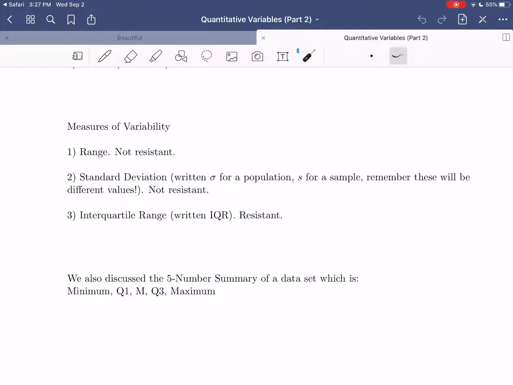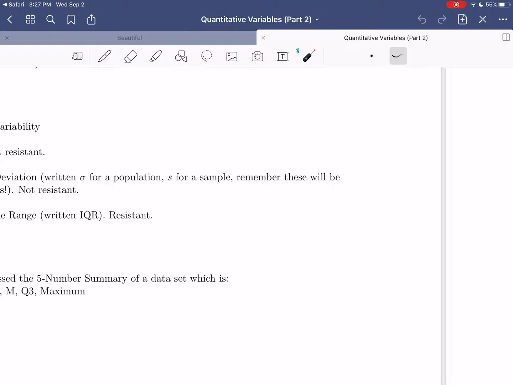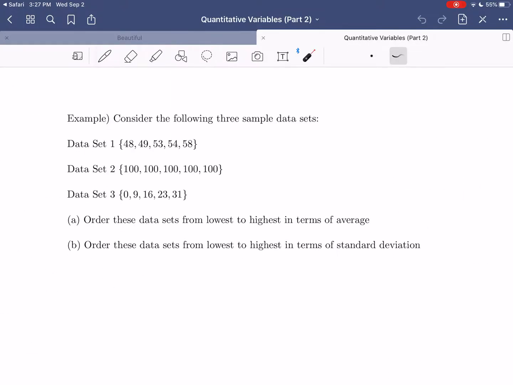Now that we're comfortable using the calculator, I'd like to look at at least one example to help us better understand standard deviation, as well as get a little additional practice using the calculator. So let's take a look at a quick example. For this example, we're going to consider the following 3 sample data sets.